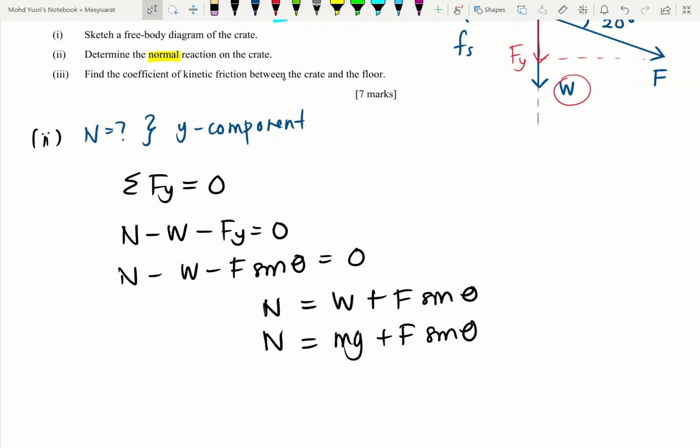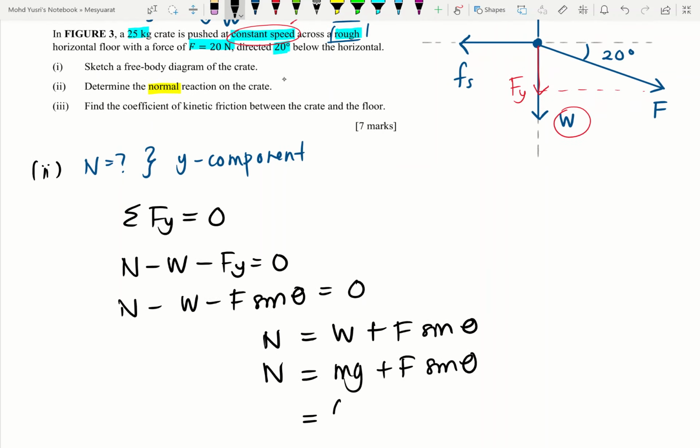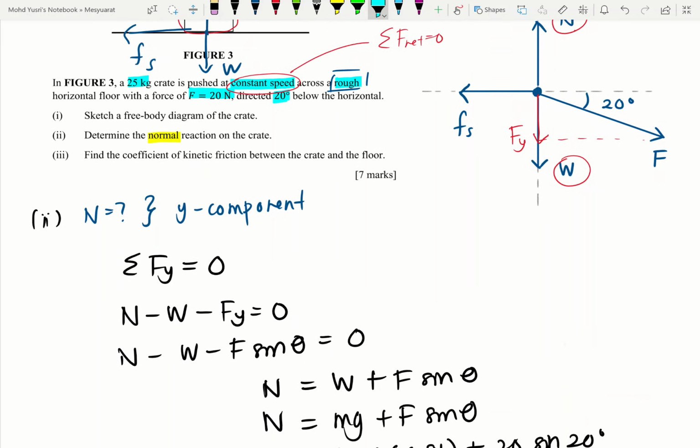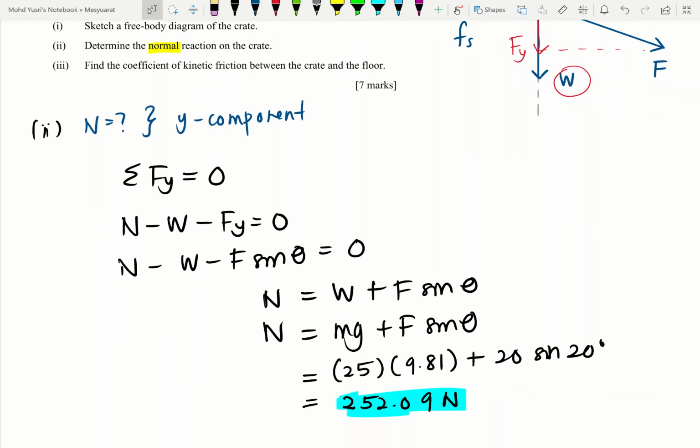Then, let's substitute the value. N is equals to, the mass of the crate is 25 kilogram times G is 9.81 plus F sine theta, 20 sine 20 degree. So, gunakan calculator, we'll get the answer 252.09 Newton. So, that is for question 4A2. The next question is 4A3.